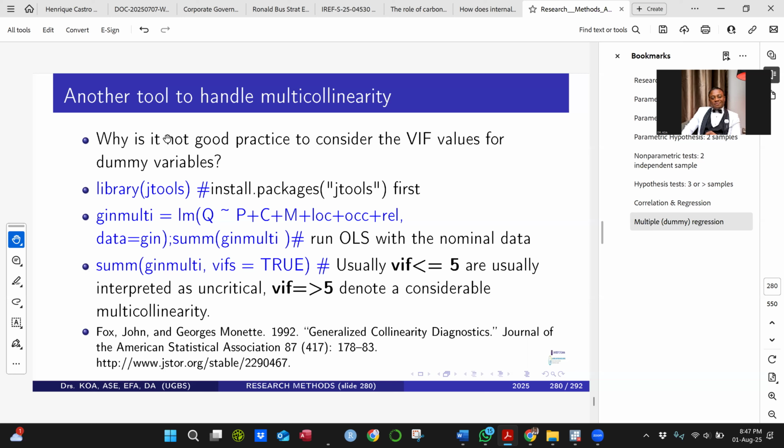You can handle multicollinearity by following some of the methods that have been discussed here. But I've asked the question again: why is it not a good practice to consider the variance inflation factor for dummy variables? I've asked that question multiple times. Check why.